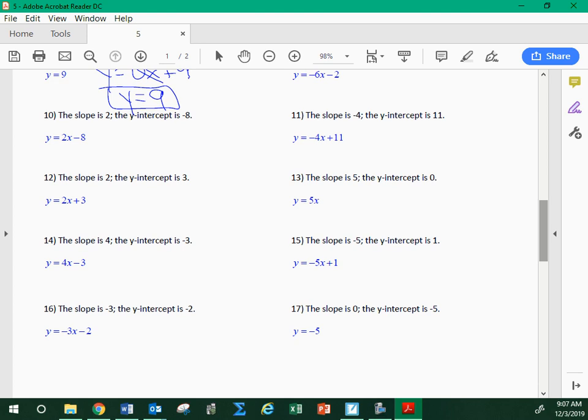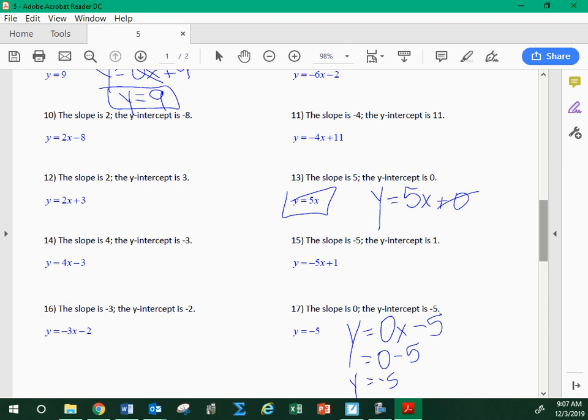So again, we have a couple that are kind of like that number 13. It says the slope is 5, so y equals 5x, and the y-intercept is 0, plus 0. Again, if I have 5x and I add nothing to it, I still just have 5x. And then for number 17, it says the slope is 0, so 0x, and the y-intercept is negative 5. 0 times x is just 0, and 0 minus 5 is just negative 5. You don't have to show those steps. If you just go to y equals negative 5, that's fine. Any questions on that front side?